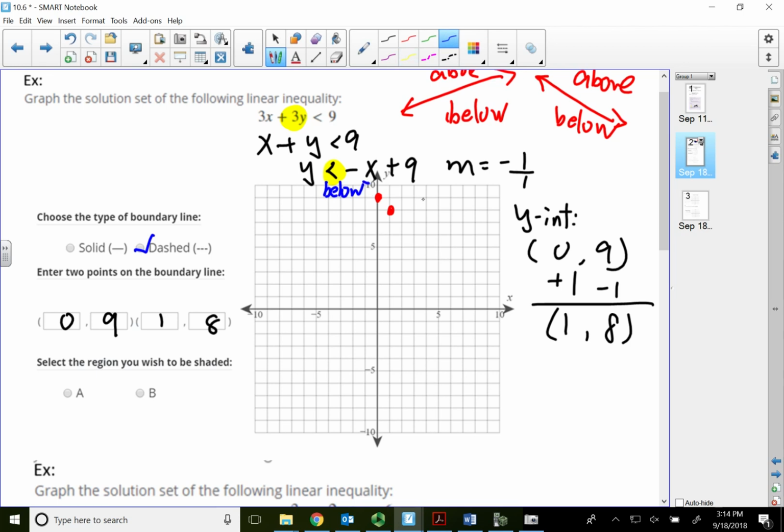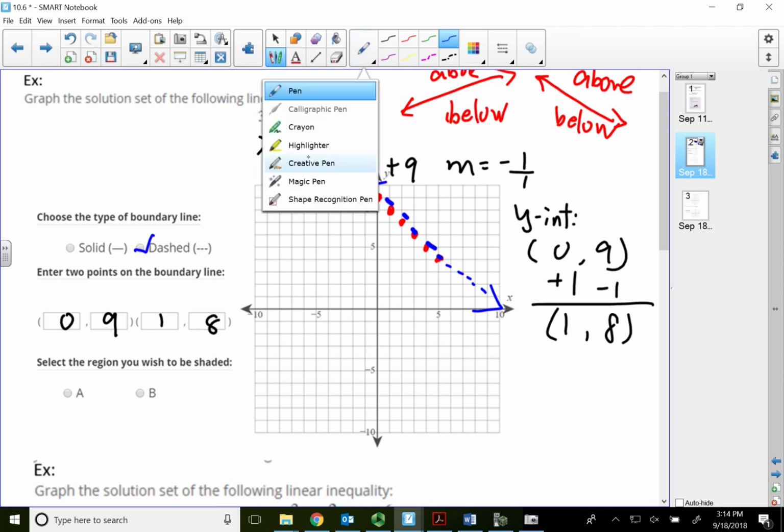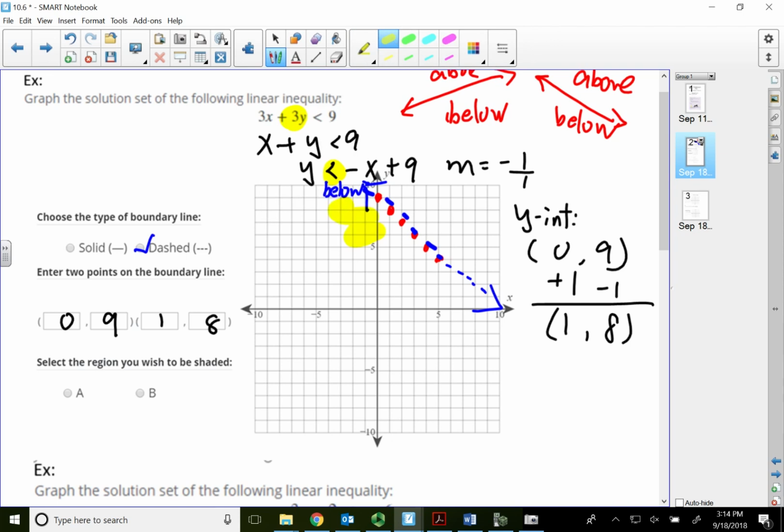Let me do a couple more points just for me. Down 1, to the right 1, down 1, to the right 1. So the computer will draw a dashed line. Everything below this dashed line is part of my solution set. So this is the part I will shade. This half plane is going to be included in my solution set.